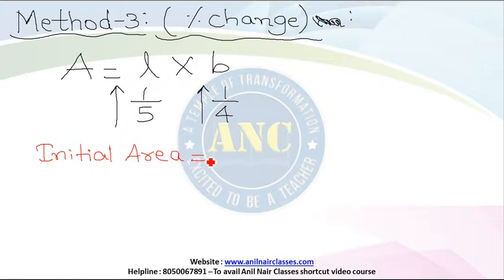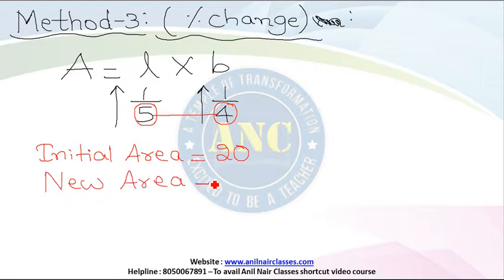If I want to find my initial area, denominator length is 5, it is the initial length. Denominator breadth is 4, it is the initial breadth. That means initial area is initial length into initial breadth. Multiply the denominators: 5 into 4 is 20. For the new area, final length becomes 5 plus an increase of 1, which is 6. Final breadth is 4 plus 1, which is 5. 6 into 5 is 30.